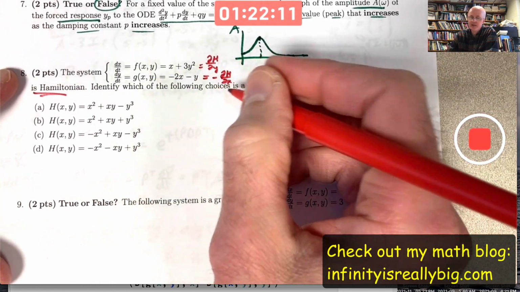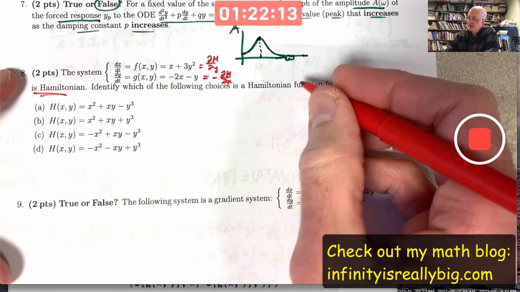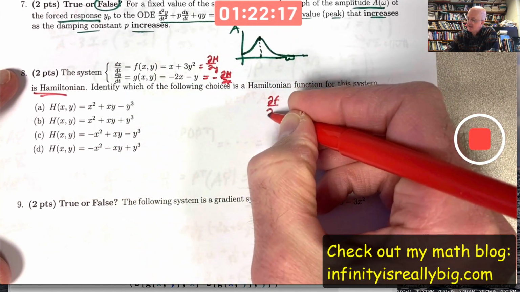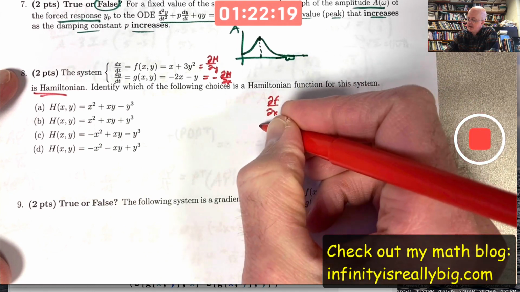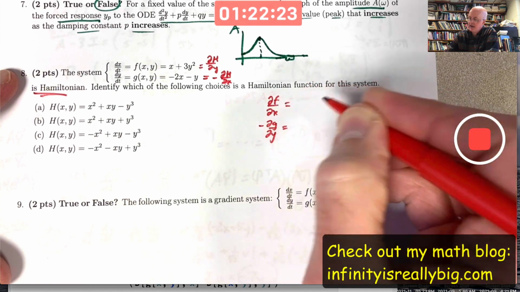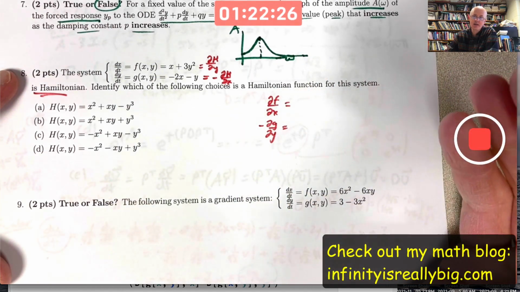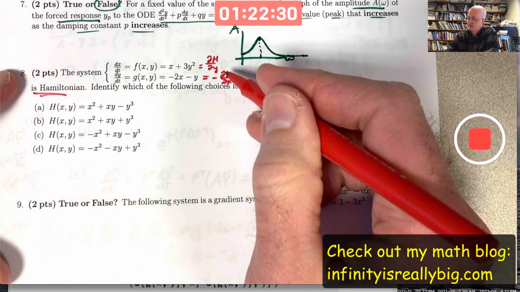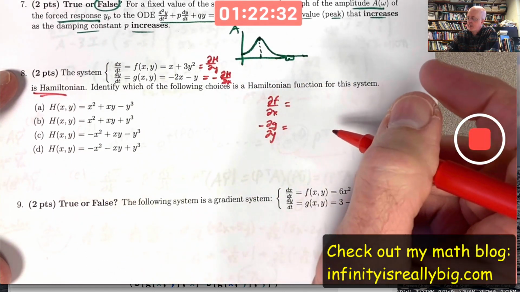If it were a question of is it Hamiltonian or not, the way you can check is you can take the partial derivative of f with respect to x and the negative of the partial derivative of g with respect to y and see that they're the same. And if h is a nice function, they will have to be the same by something called Clairaut's theorem about the equality of mixed partial derivatives of h with respect to x and y.